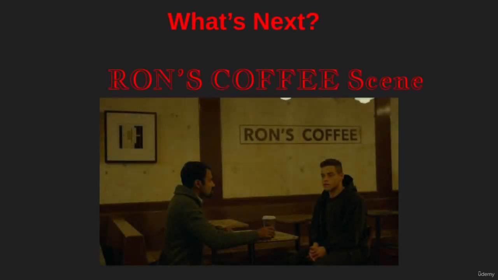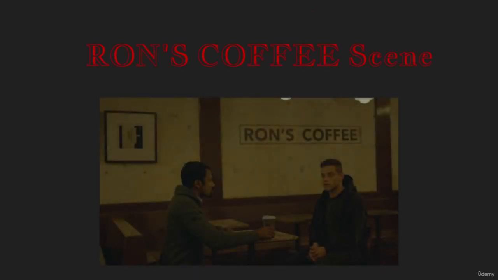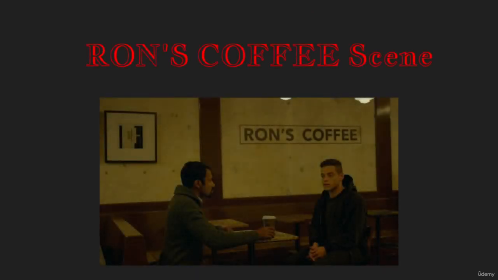In the next lecture, we will start handling Ron's coffee scene. There, we will see how Elliot managed to hack Ron's coffee and the website or whatever happened there. Are you excited? I will see you there. Now, Ron's coffee scene. Let's start with it.